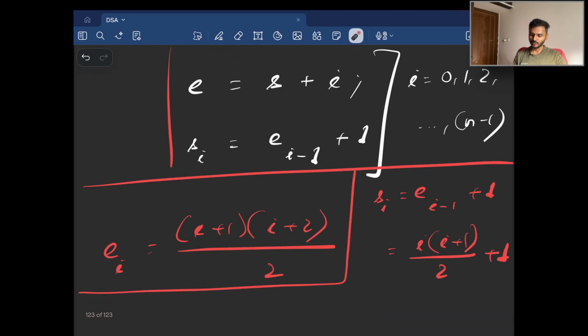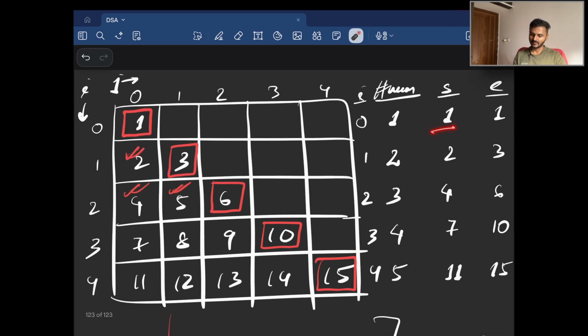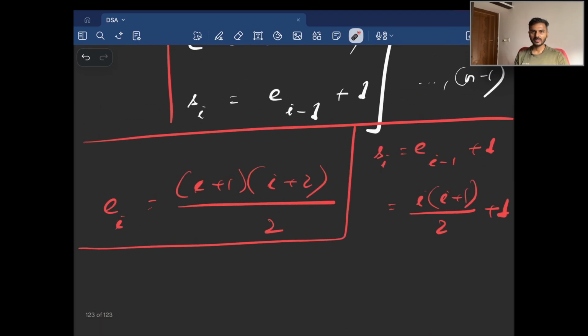So if we use these two formulas, we will be able to calculate the start and end value in each row, right? Now, once we have the start and the end value, all that we will have to do is start from the start value and keep on printing all the way up to the end value. Then go to the next row, calculate the start and end again, and start from the start value and keep on printing until the end value, right? So taking all of this into consideration, now we can write the code.